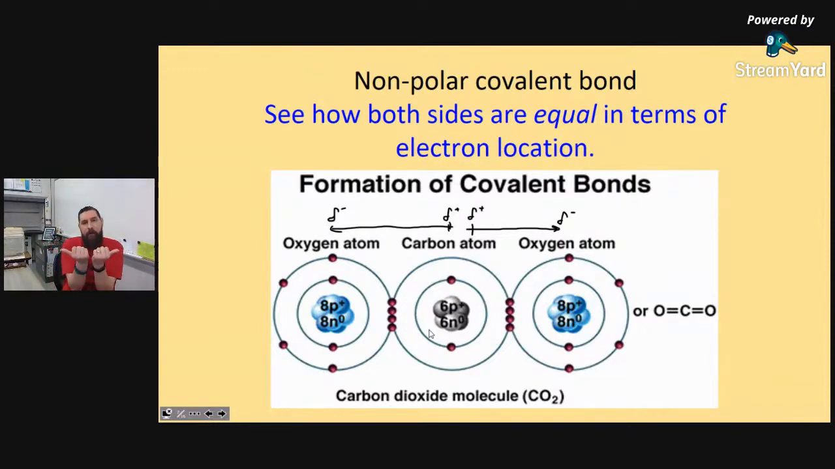So even though I have polar bonds, I end up having a non-polar molecule because I've got equal but opposite poles, and those two poles in essence cancel each other out to give me no polarity. Okay, so please understand that there is a difference between a polar bond and a polar molecule. So this has polar bonds, but it produces a non-polar covalent molecule overall.